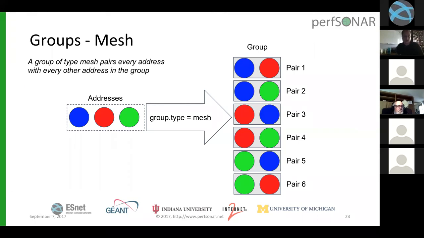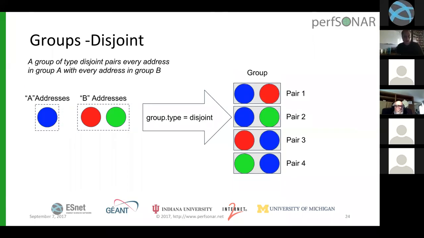So that's type mesh. Another type, probably familiar from MeshConfig, is called disjoint, where you have maybe 2 groups of these address objects. One we call your A addresses. In this example, there's just the blue circle. And then your B addresses, which has the red and green circle in this example. And then we pair every A address with every B address.